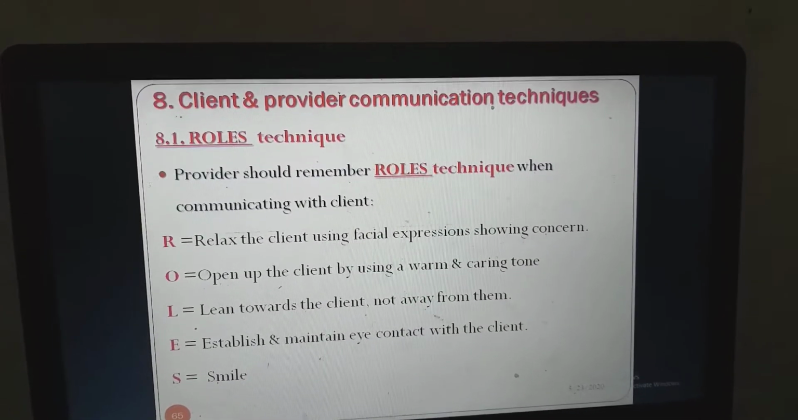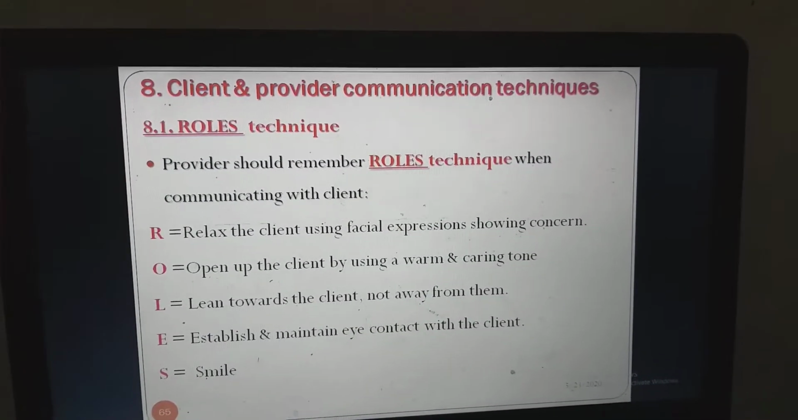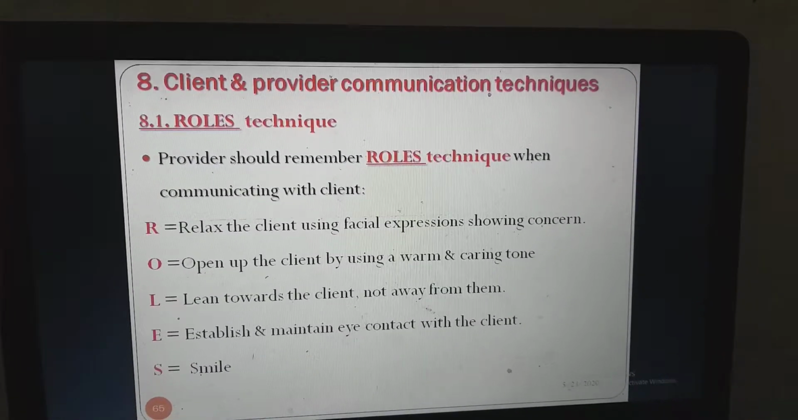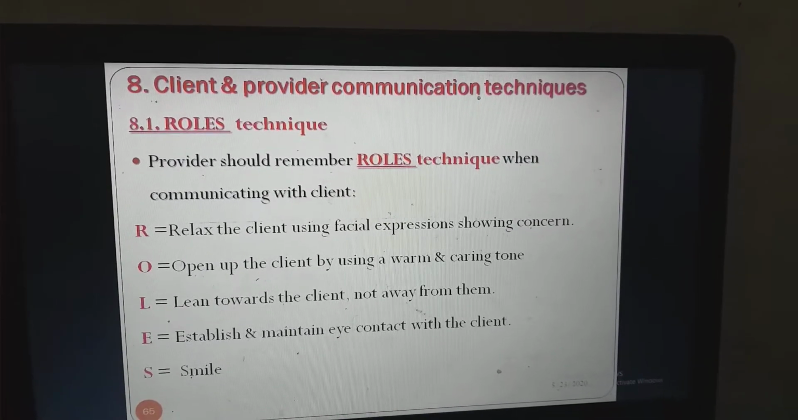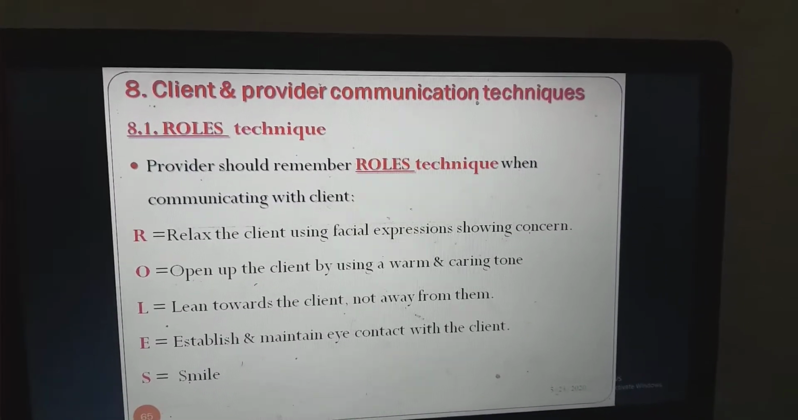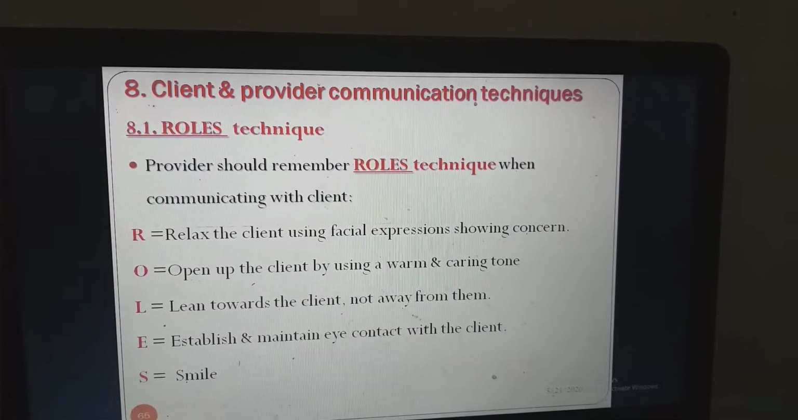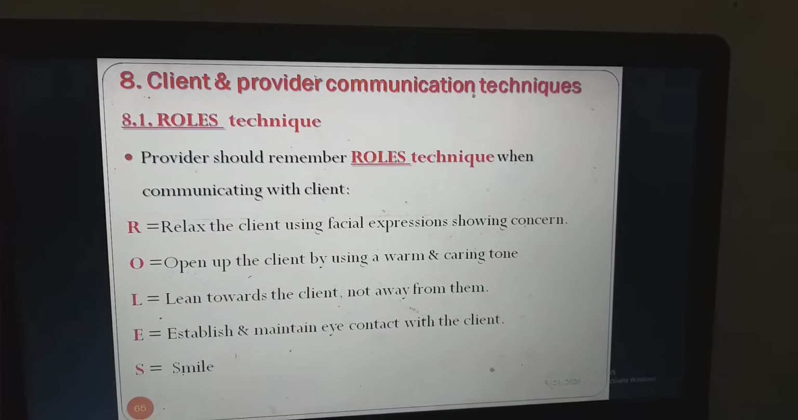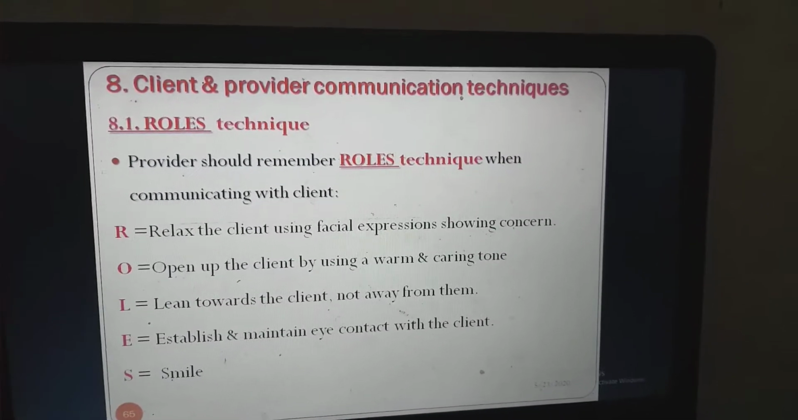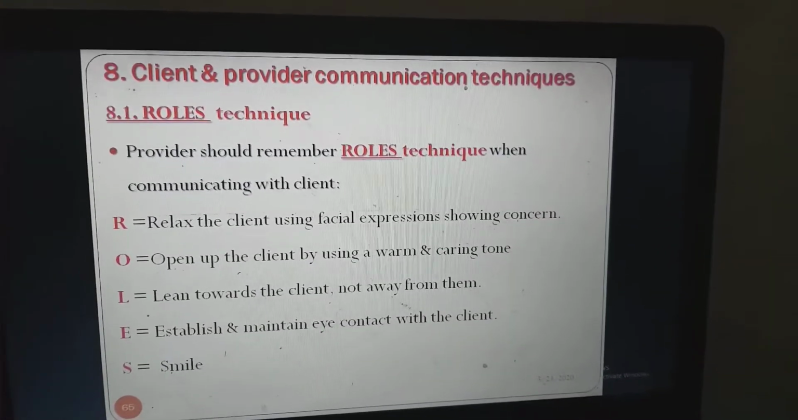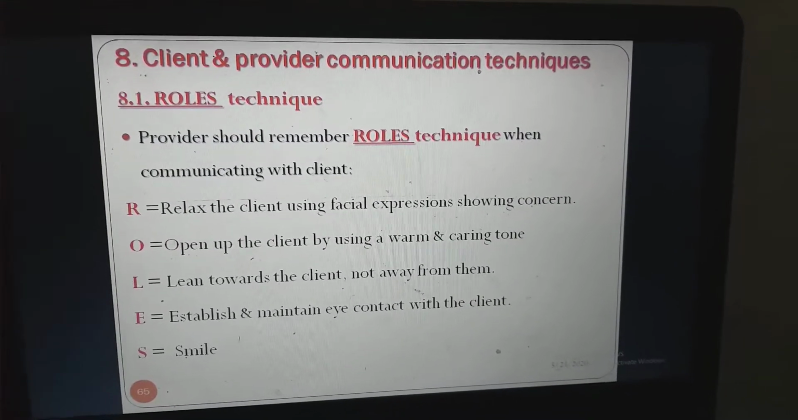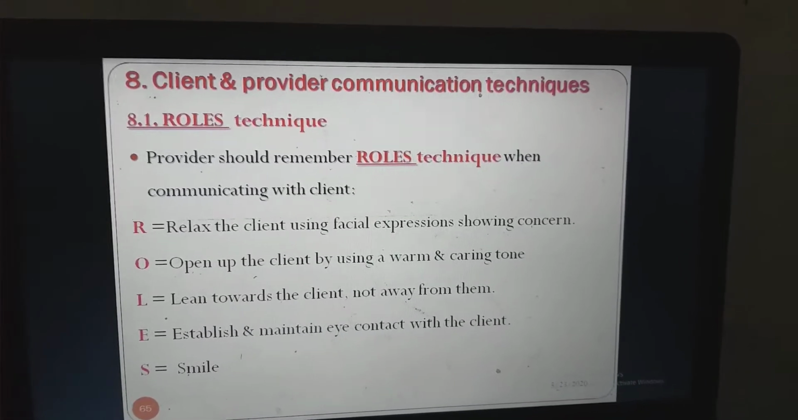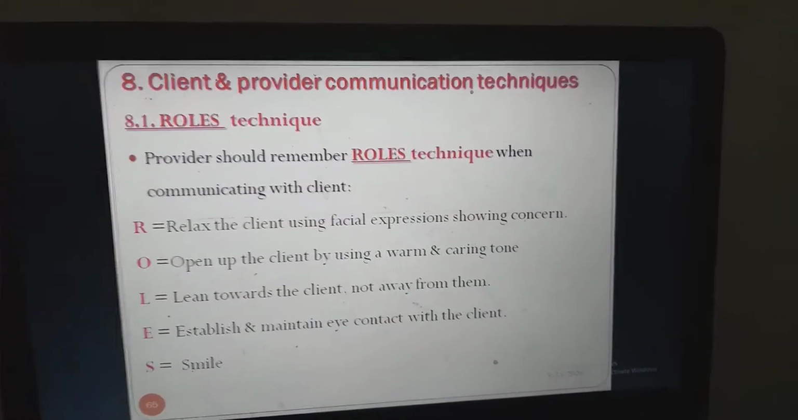Client and provider communication technique. This is mostly about the role of health professionals in health service areas. Providers, when we say health professionals. Clients, when we say those who are coming to a hospital or clinic or health center to use the health service for any issue related to reproductive health. Providers should remember the ROLES technique when communicating with clients.